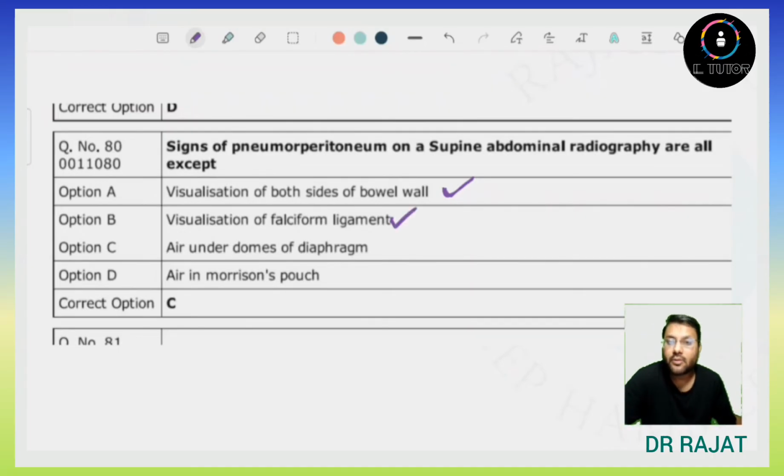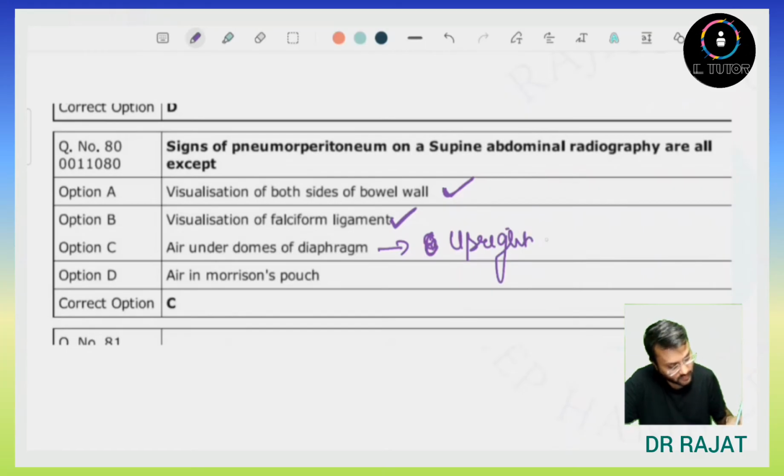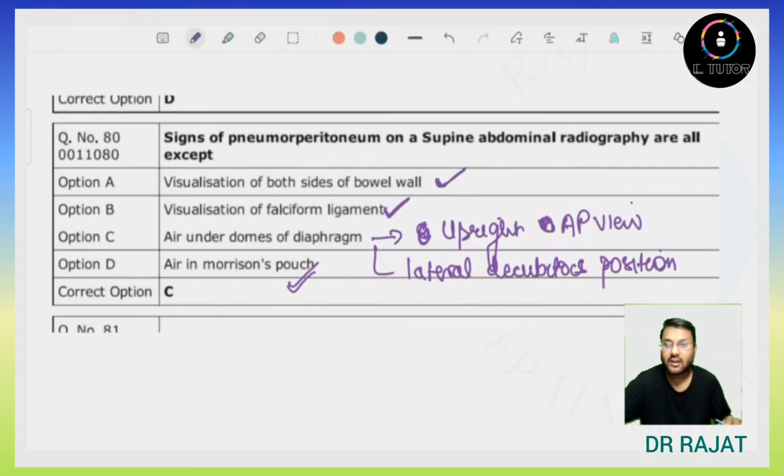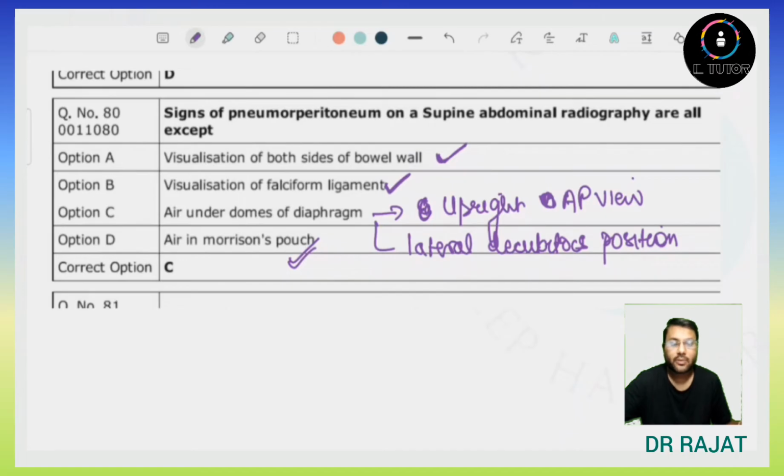Air under dome of diaphragm. So in supine position, air under domes of diaphragm will not be there. For seeing the air under domes of diaphragm, it should be upright AP view, or it can also be seen in lateral decubitus position. Air in Morrison pouch will be seen in supine position. So answer here will be air under domes of diaphragm will not be seen in supine position.